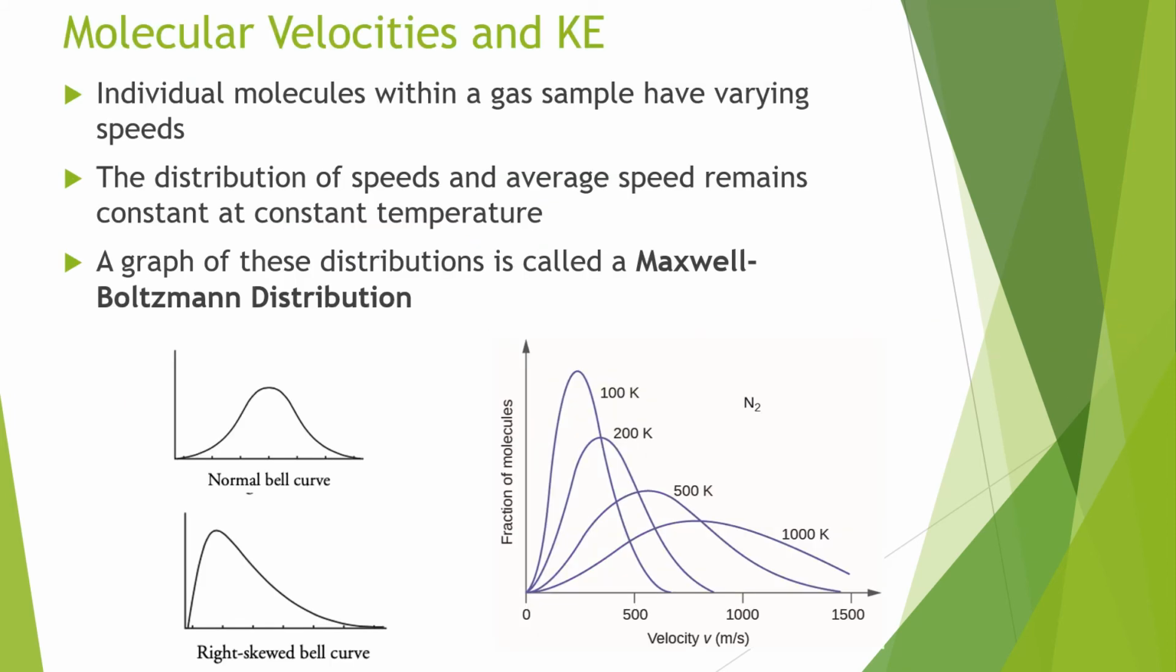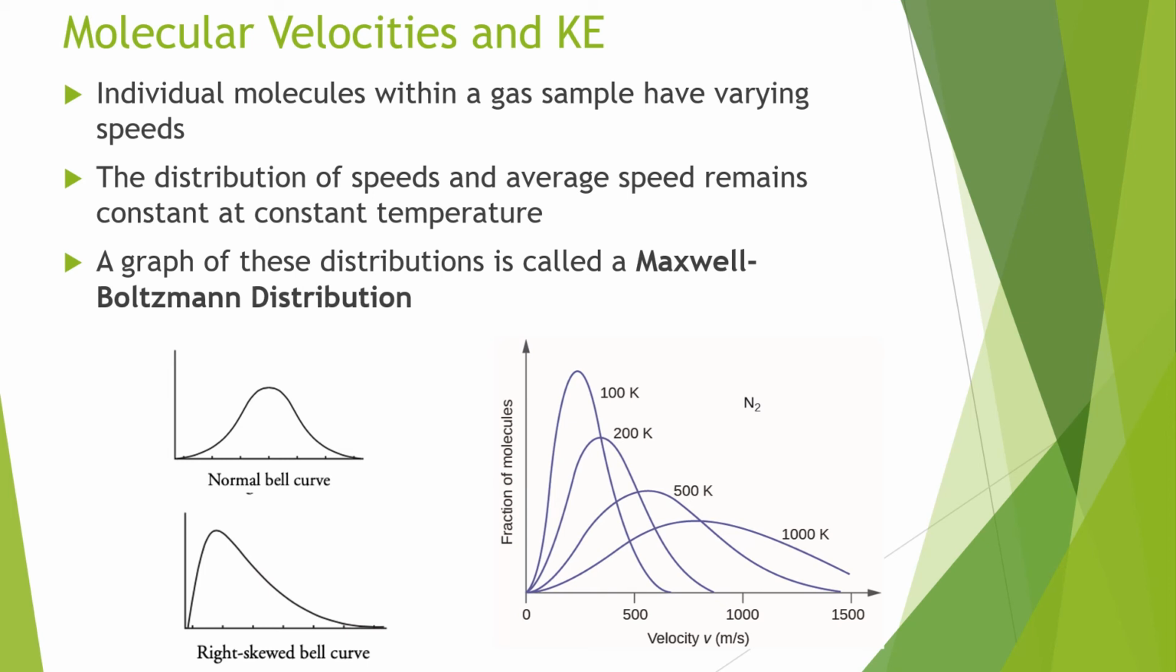So moving on from gas laws, it's important to understand that if we have a sample of gas, not every single particle or gas molecule is going to be moving at the exact same speed. They're going to be moving at varying speeds. However, the distribution of their speeds and their average, when they're all taken into account, will remain the same at the same temperature. The way we graph these distributions is called a Maxwell-Boltzmann distribution.